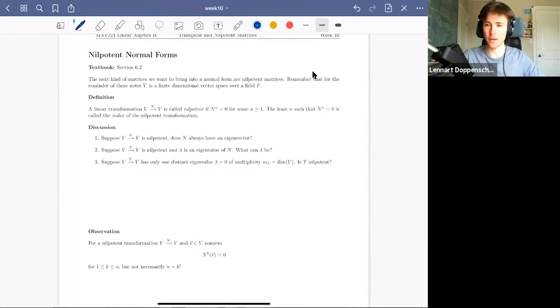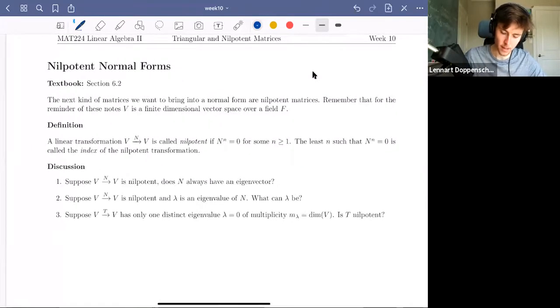Okay, so now that we've talked about triangulizable matrices, which means that they can be brought to upper triangular form, this is the next step in the general agenda to find normal forms for all matrices. This is another kind of transformation that we want to bring into normal form. So this is not the final step yet. And for this, we define what it means to be nilpotent. A linear transformation is called nilpotent if some power will be zero.